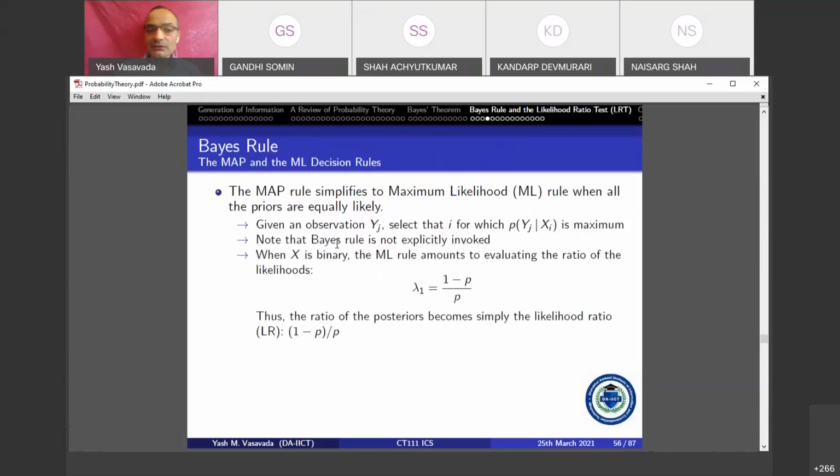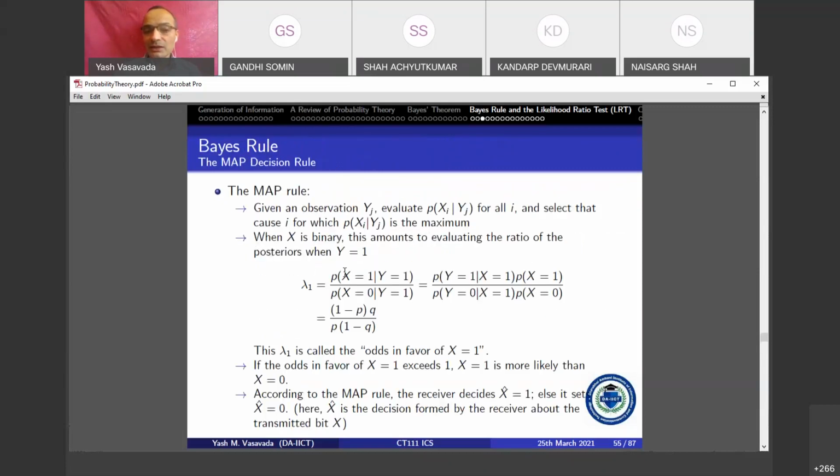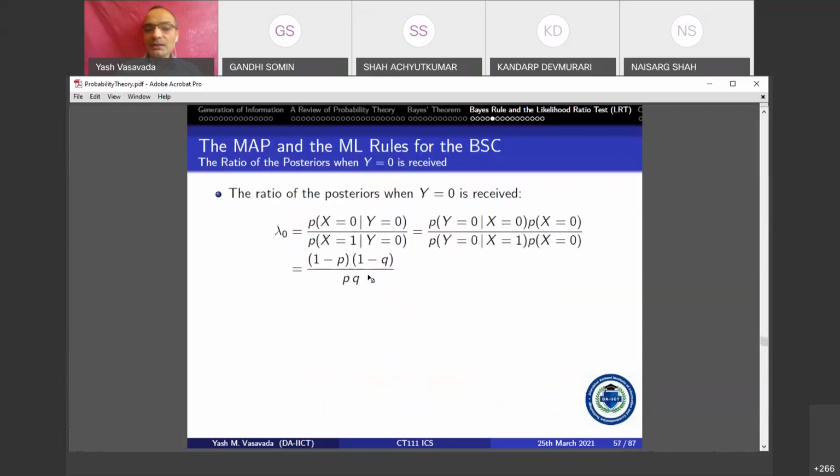This is different from this case. Here intentionally I put x is equal to 1 in the numerator. Here I put x is equal to 0 in the numerator. Because typically when you get y equal to 0, x is equal to 0 is more likely, right? When your test result is negative, most likely you don't have the disease. So that's why if you compute lambda 0 in this manner, your lambda 0 will turn out to be greater than 1, mostly.